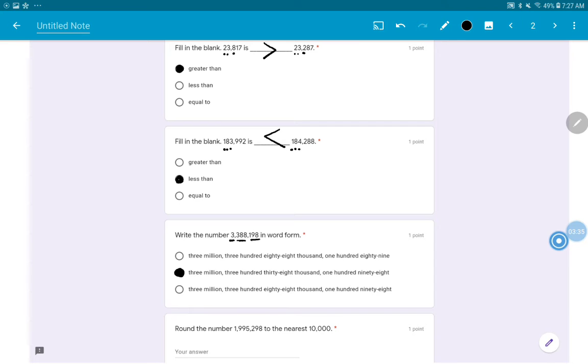Next, we need to round the number 1,995,298 to the nearest 10,000. I'm going to go ahead and write that number a little bit larger over here. 1,995,298. I'm rounding to the nearest 10,000. So in my 10,000s place value, I'm going to take my 10,000s place value and everything larger. So I have 199 10,000s. If I look at the digit to the right, it's a 5.